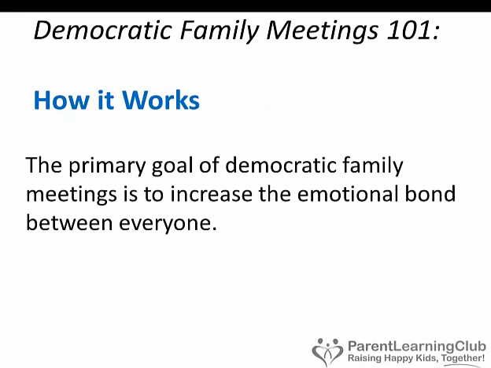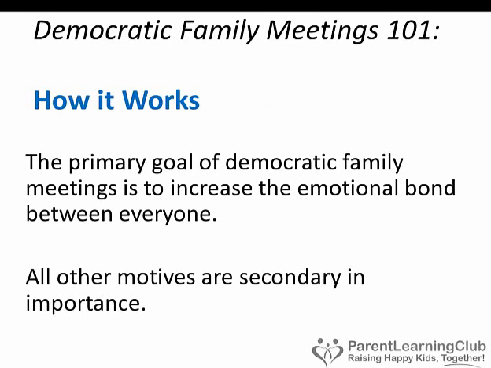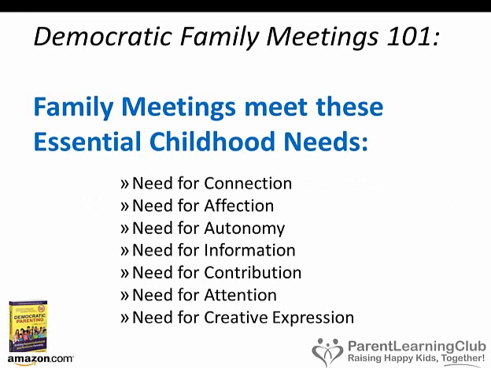So how these work. The primary goal of the democratic style of family meetings is to increase the emotional bond between everyone. That is the primary goal. All other motives are secondary in importance. Family meetings meet these needs: the need for connection, the need for affection, the need for autonomy, because we create an environment where they can speak freely, and we respect what they have to say, and we take what they have to say under serious consideration.